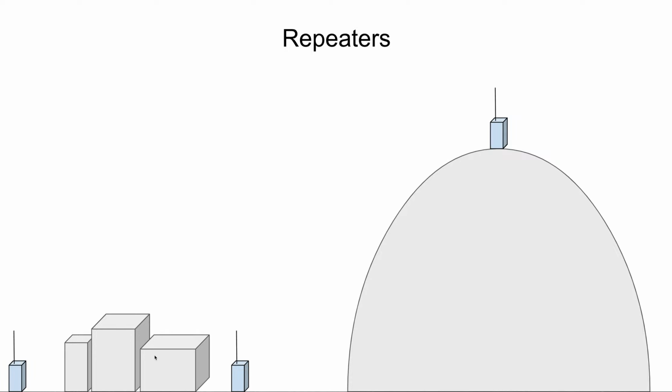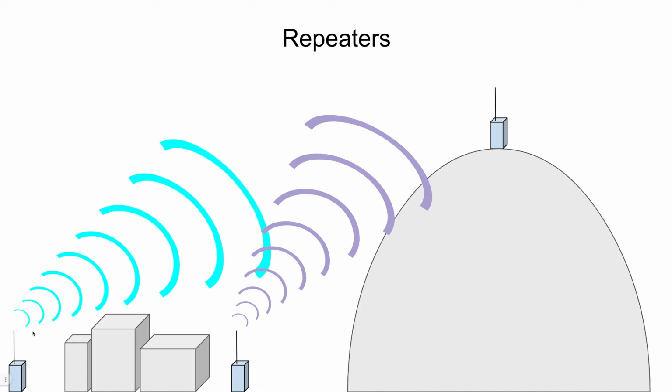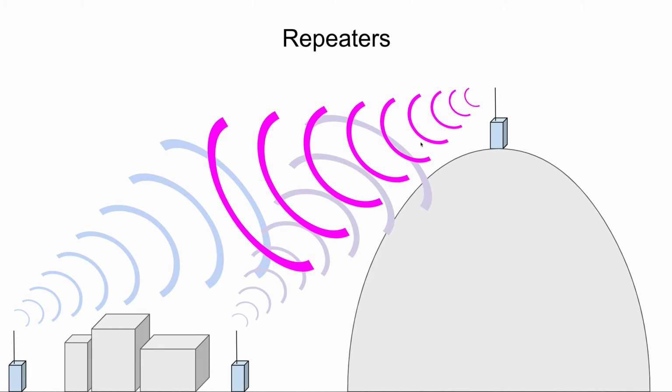And in this illustration, we have two stations at the bottom of the hill, and they have difficulty communicating with each other because they're in the middle of a concrete jungle. They're blocked by buildings or other stuff. They might not be able to reach each other, but they can both reach the station at the top of the hill, otherwise known as the repeater. And the repeater can easily reach all of the stations at the bottom of the hill.